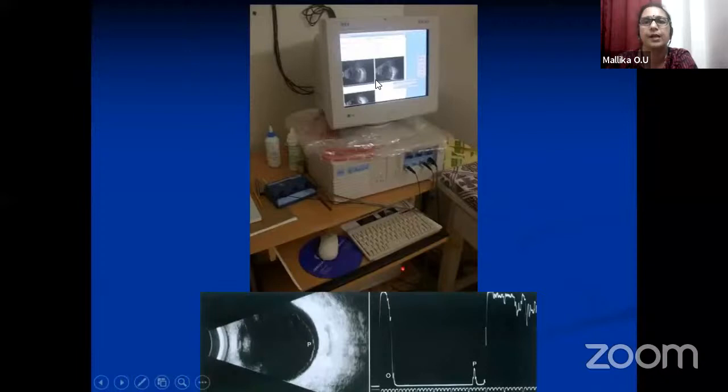So this is the machine of a B scan, which shows the ultrasound picture, and this is the picture of A scan also, corresponding to it. There is a small PVD.